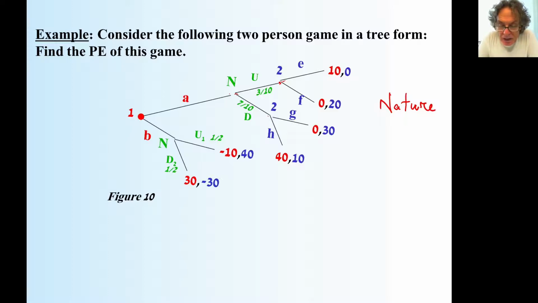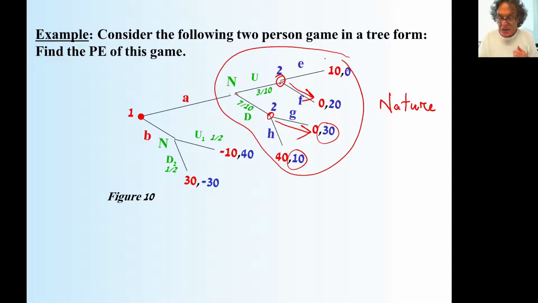How to analyze this game? So first of all, let's do backward induction in places we can do it. For instance, at this point, 2 compares 0 to 20 and she will go 20. At this point, 2 compares 30 to 10, and she will go 30. So I know exactly what will happen, and therefore I would be able to replace all this by some expected payoff.